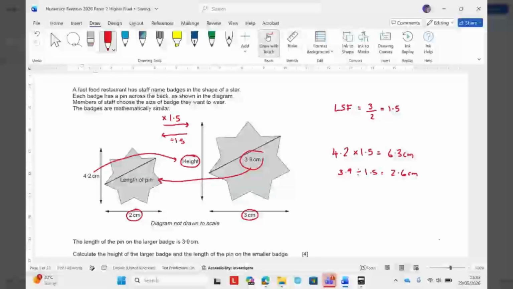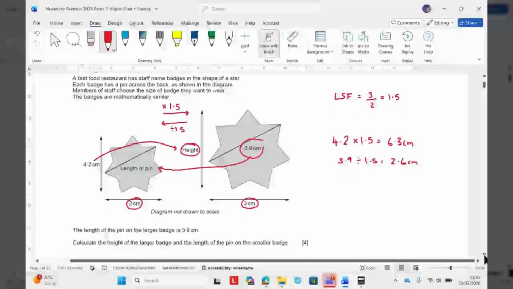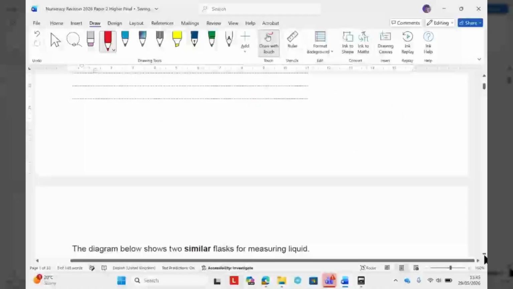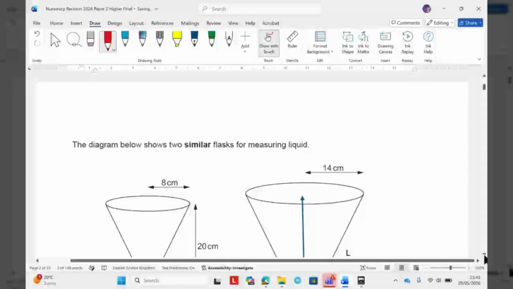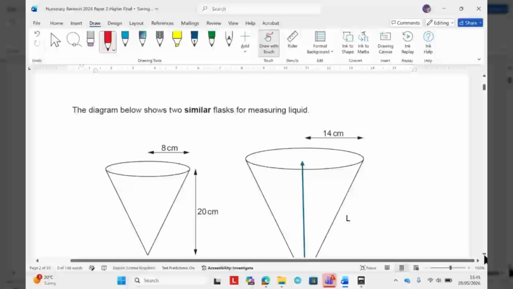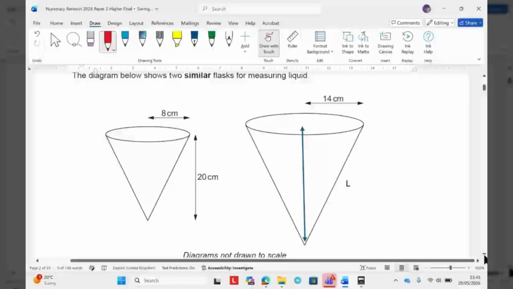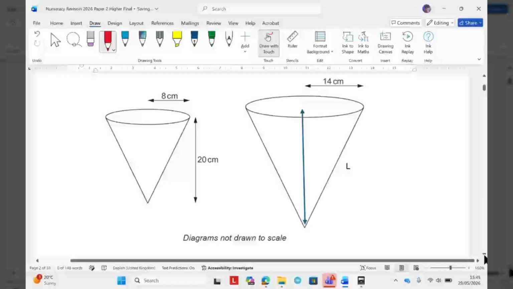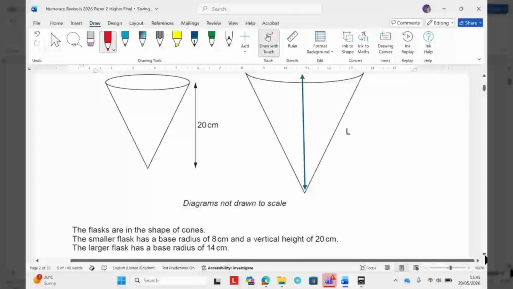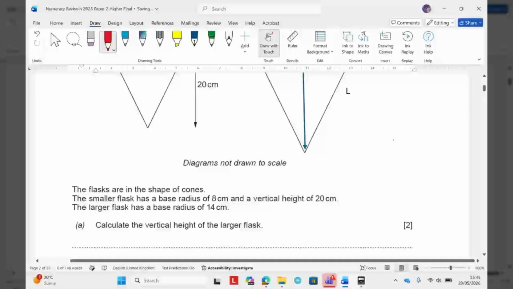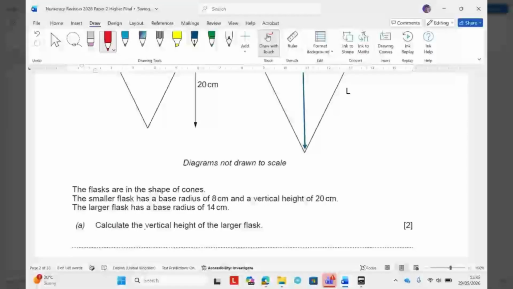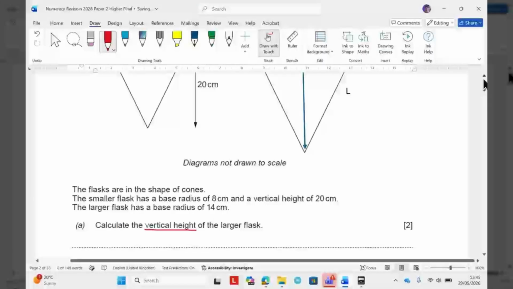Again, I think they're going to be relatively easy. Let's see if there's any dodgy ones in here. Otherwise, you just have a go with them, right? 2 similar flasks for measuring liquid. Calculate the height of that flask. Okay. Just a thought on this one, just at the end of the question, calculate the vertical height of the larger flask, and it gives us the 3 dimensions that we're given here.